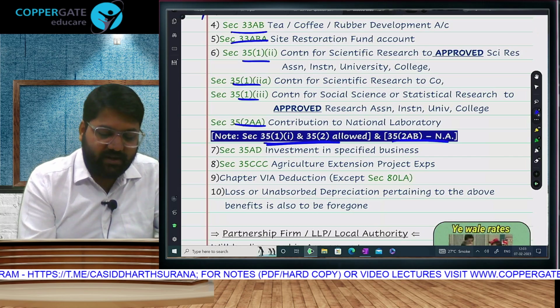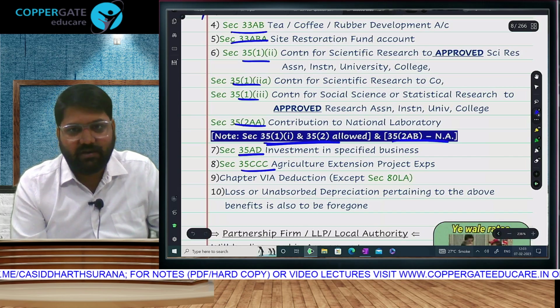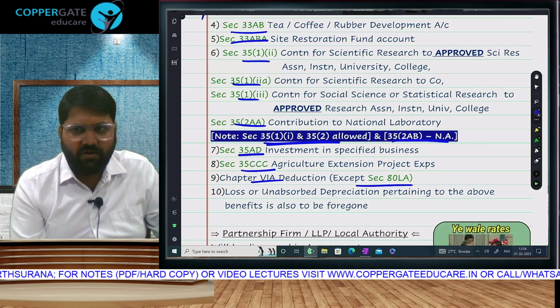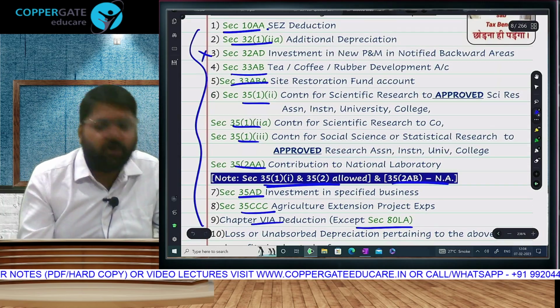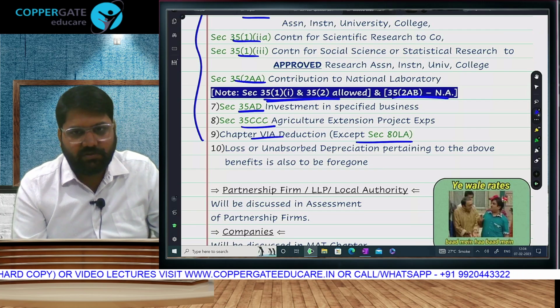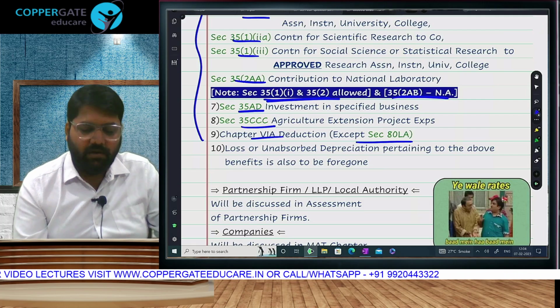Specified business 35AD is not allowed in the new regime. 35CCC agriculture extension is not allowed. Chapter 6A with only one exception, 80LA. Anyway, the other 2 were not applicable to a cooperative society, and with respect to these, if there are any brought forward benefits, they will also lapse. Brought forward benefits are also not allowed. These are the new rates and the new rules for cooperative society.